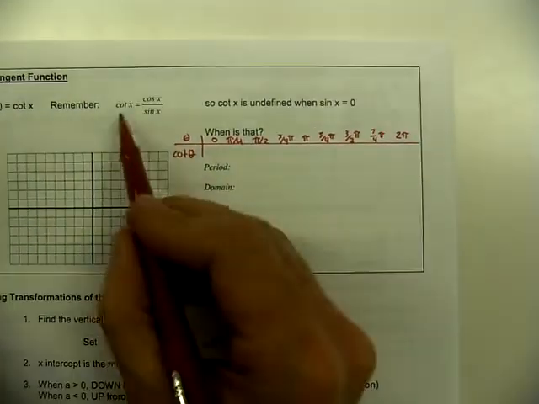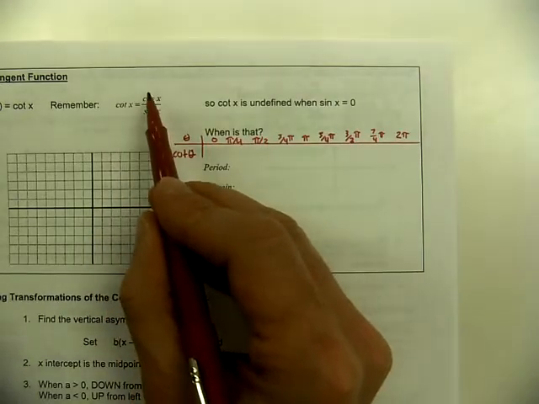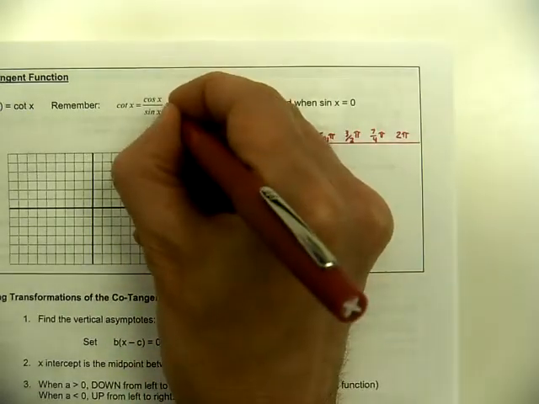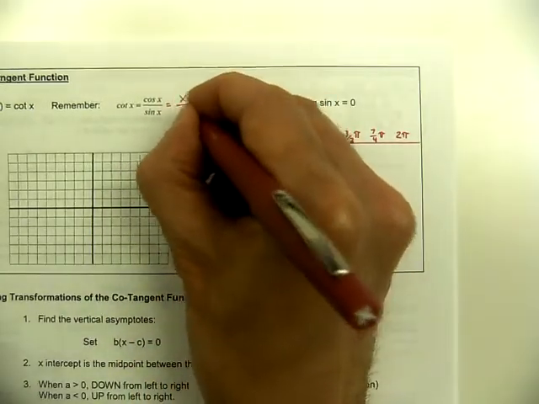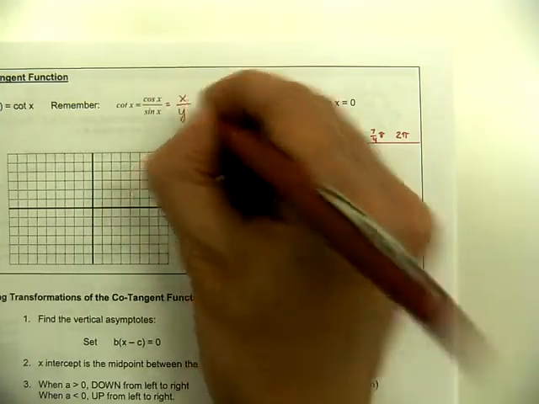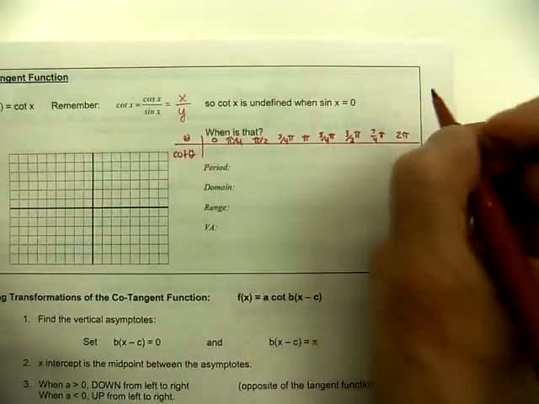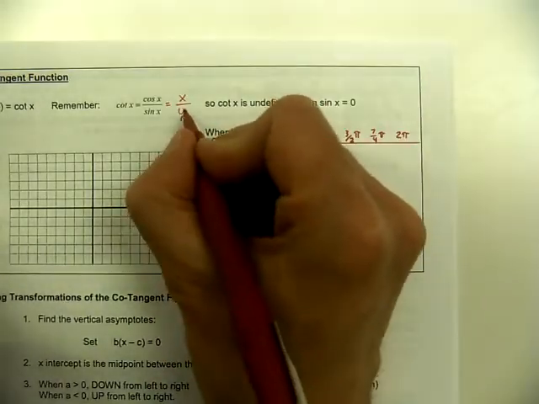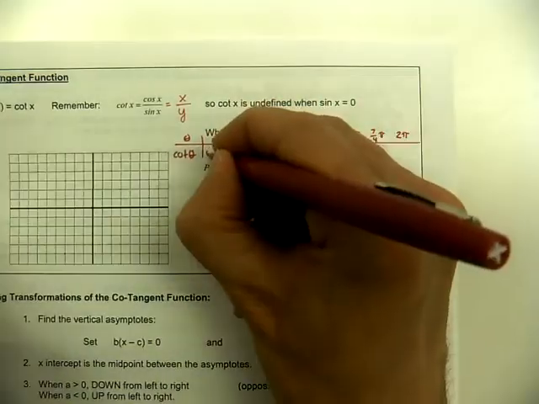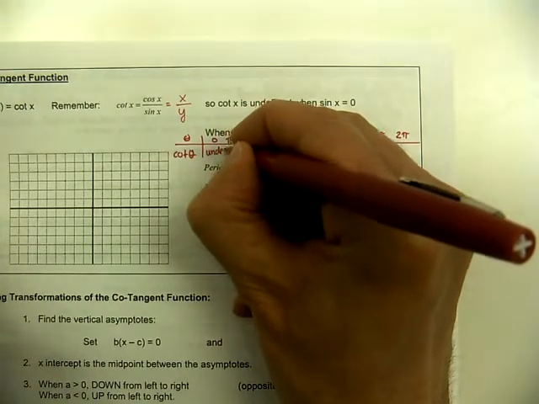This time, our cotangent is defined as the ratio of cosine over sine. So on the unit circle, cosine is paired up with the x-coordinate, and sine is associated with the y-coordinate. We're taking the x-coordinate divided by the y-coordinate. So anytime your y-coordinate is 0, we'll have an undefined result, and that happens right here at 0 radians.